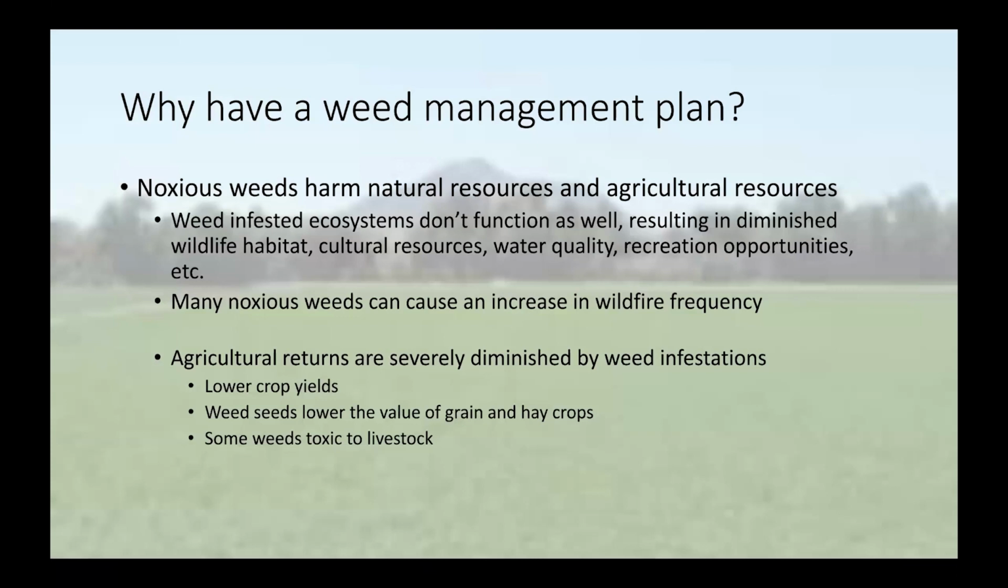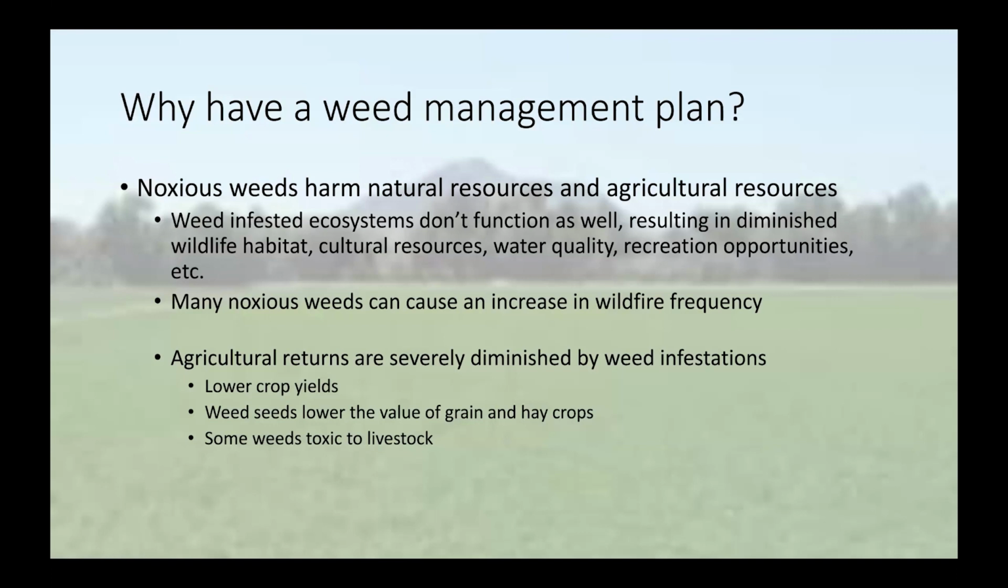So first question should be, why do we need a weed management plan at all? And the rationale behind that is that noxious weeds harm our natural resources and our agricultural resources. Infested ecosystems don't function as well. They can have diminished wildlife habitat. They diminish cultural resources, water quality. They inhibit recreational opportunities. The list just goes on and on. And a big point to make is that they can cause an increase in wildfire frequency.